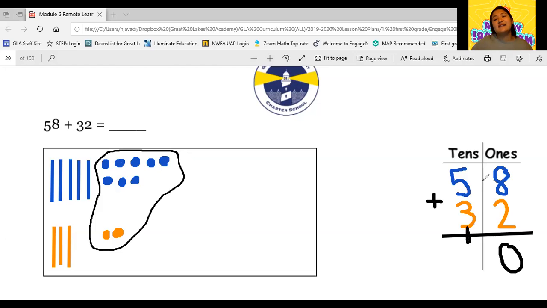Now let's add the tens. We have 5 tens and 3 tens plus 1 more 10. 5 tens and 3 tens is equal to 8 tens, plus 1 more 10 is 9 tens. That means our answer is 90, and we're going to read the full number sentence together. 58 plus 32 equals 90. Nice job if you also got 90.